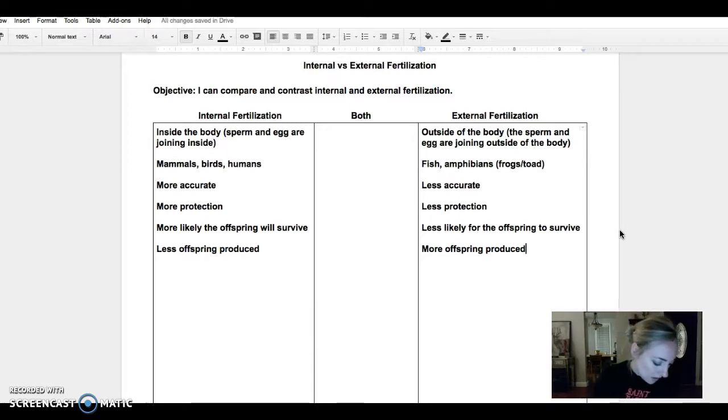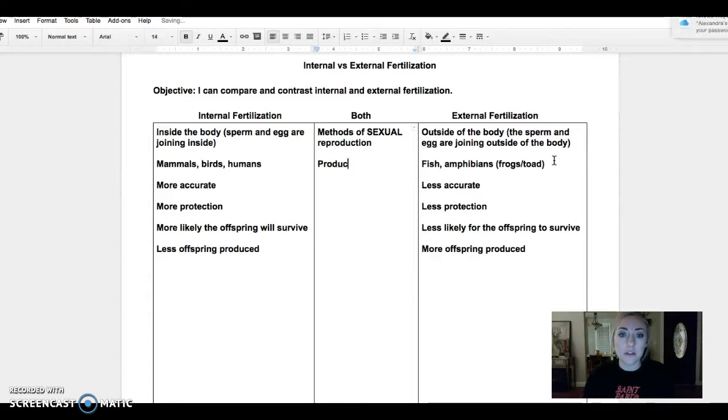All right. The thing that these have in common is that they are both methods of sexual reproduction. So this does not involve anything related to asexual reproduction. This is just sexual reproduction. You still have two parents, you still have a male and a female, and sperm and egg are both involved. Again, this also produces a new organism.